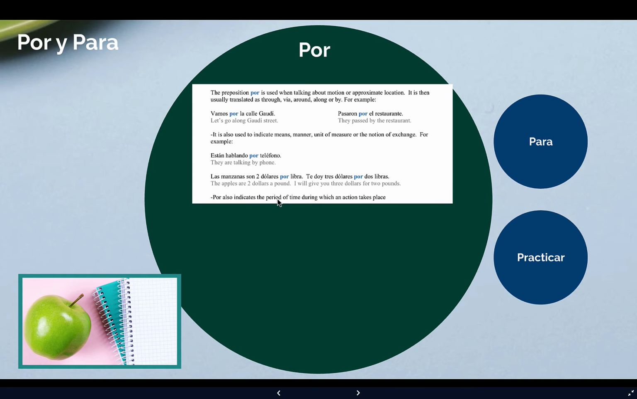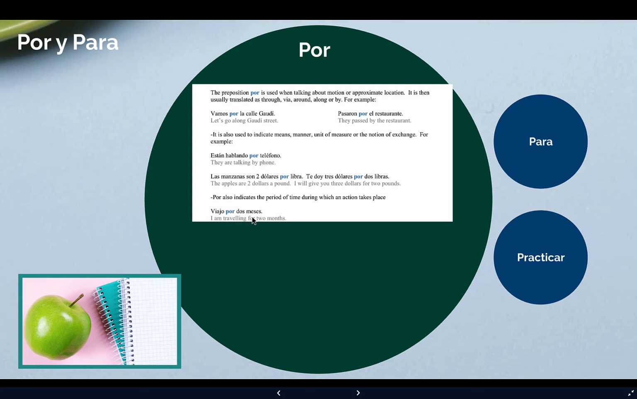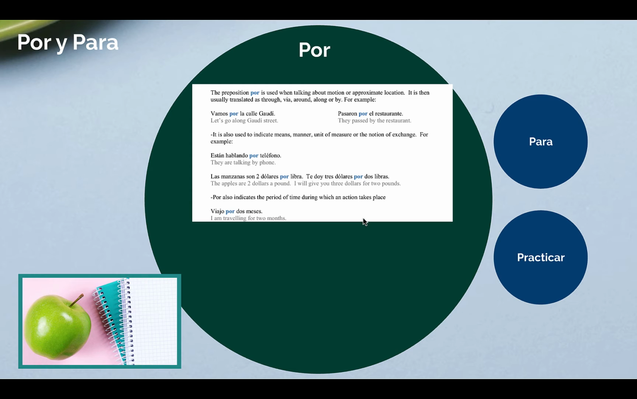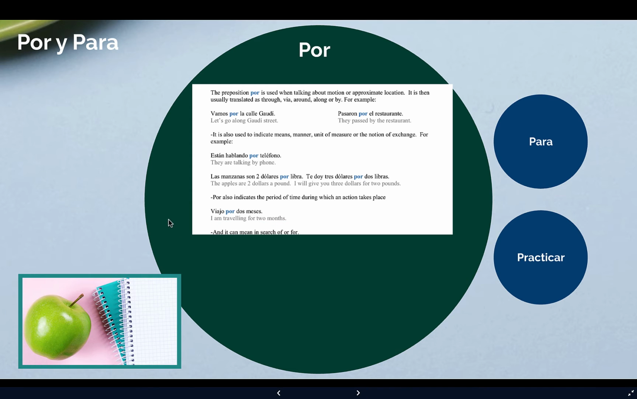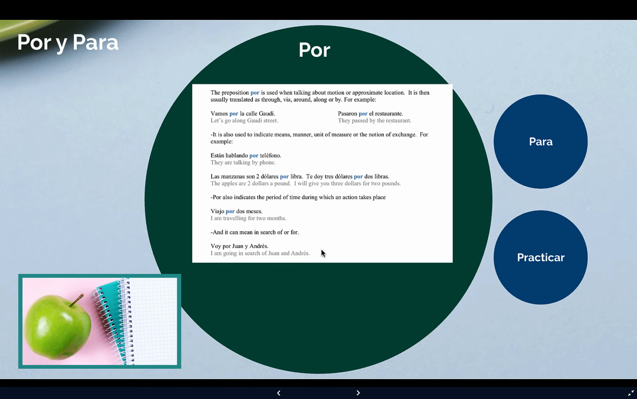Por also indicates the period of time during which an action takes place. Viajo por 2 meses. Or camino por 3 horas. That's a long time. And it can mean in search of or for. Voy por Juan y Andrés.